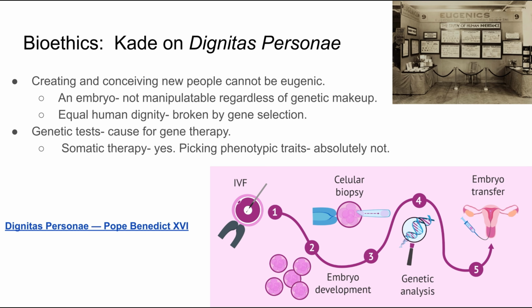Embryos, he emphasizes, cannot be created to have specific phenotypic traits, nor prevented from conceiving because of their genetic makeup. In order to protect equal human dignity, gene selection in the creation of new embryos cannot occur, as it breaks this fundamental part of human morality. Next comes genetic testing, which often causes an impulse to do gene therapy.